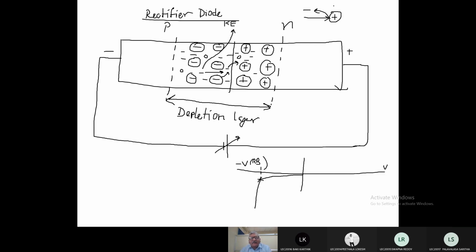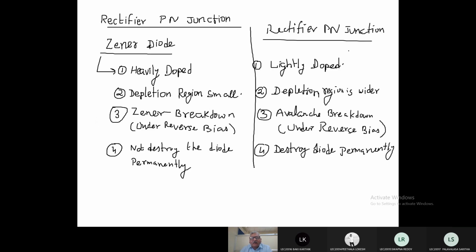That's why once these type of electrons come out, even if you remove the reverse bias, they will not go back to the same place because that lattice has been broken. So this is the avalanche breakdown, right? You see, avalanche breakdown happens in a lightly doped diode. The depletion region is wide, and this phenomenon is called avalanche breakdown.